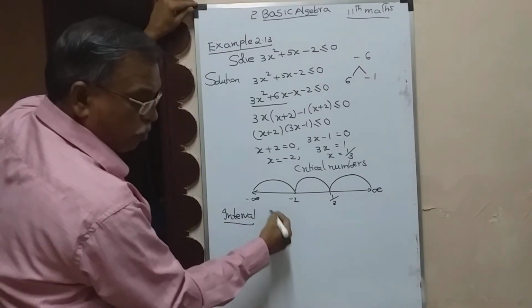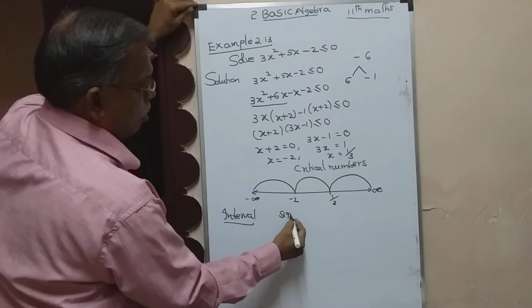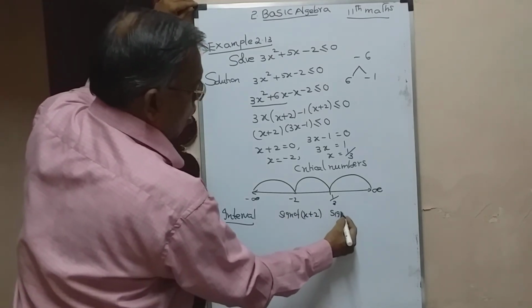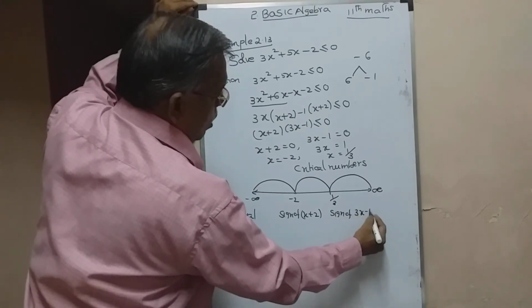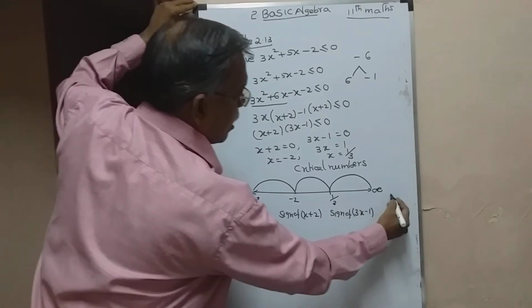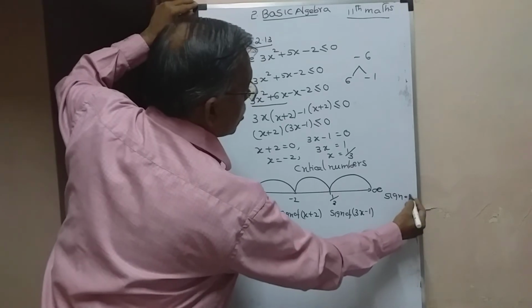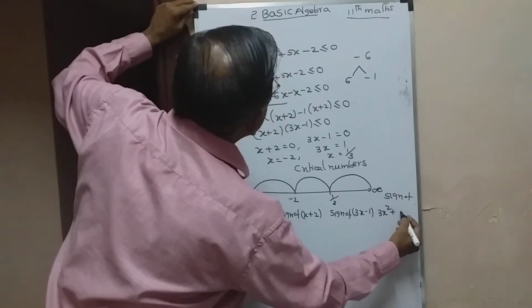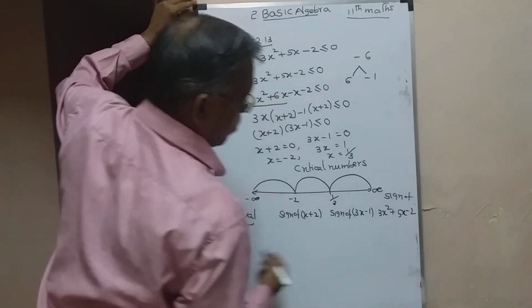Next, sign of those two factors we can write. Sign of x plus 2. Next, sign of 3x minus 1. Okay, student. Next, sign of entire value. Entire value means 3x squared plus 6x, 5x minus 2.